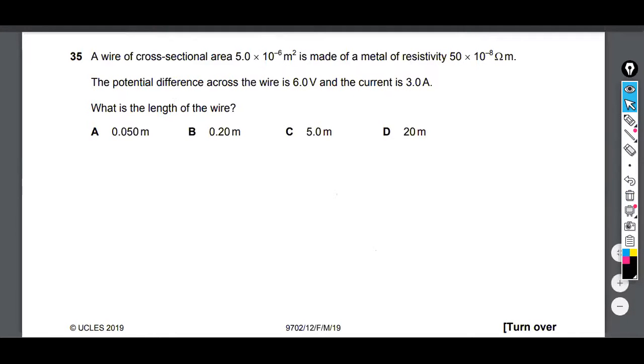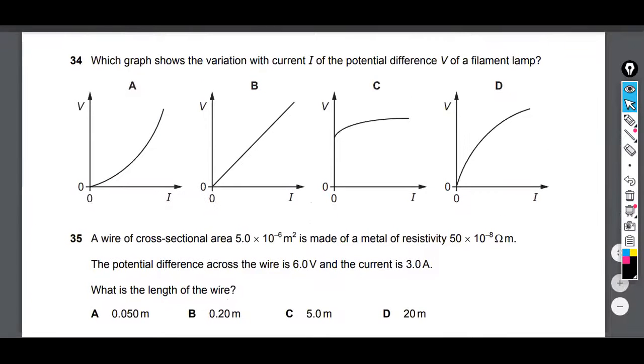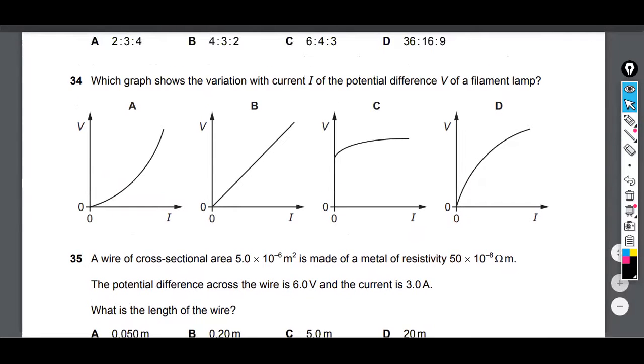All right, last question, and this segues us into our lab work. Which graph shows the variation with current I of the potential difference V of a filament lamp? Now, this isn't something that we've studied yet, and so it's just one I want to discuss. I don't expect you to even attempt to answer this. In fact, I would encourage you not to. First of all, look that it's not an IV characteristic like I've got on the board. An IV characteristic puts current on the vertical axis. This is just voltage against current.